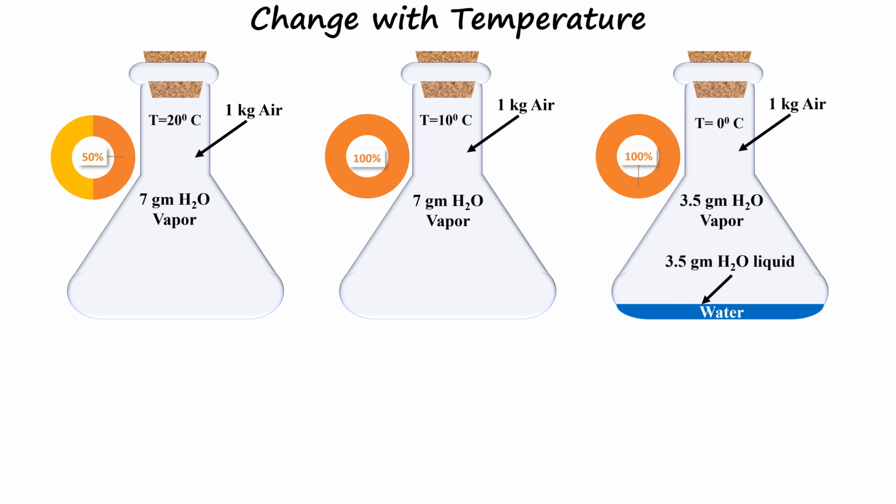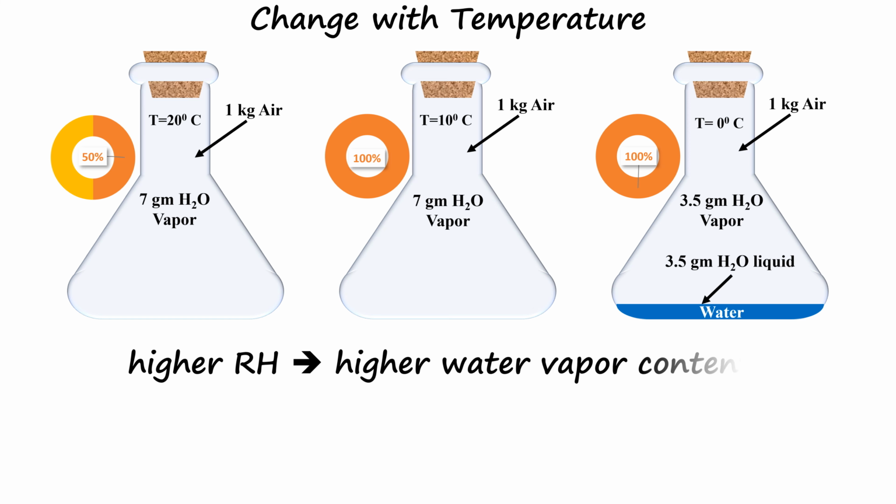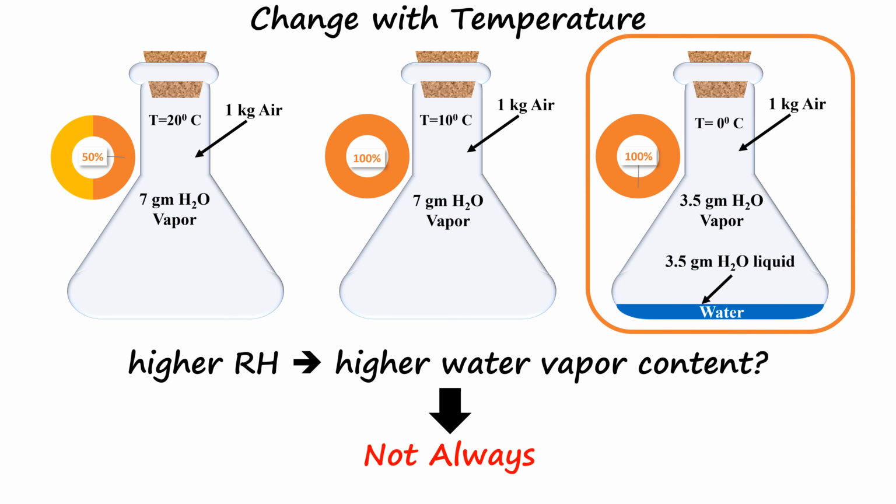Here's a crucial question to consider. Does higher relative humidity always mean there's more water vapor in the air? You might think so, but that's not always the case. The key lies in understanding the saturation mixing ratio, which changes with temperature. For example, air can have a high relative humidity even if the actual amount of water vapor isn't that high, thanks to lower temperatures reducing the saturation mixing ratio.